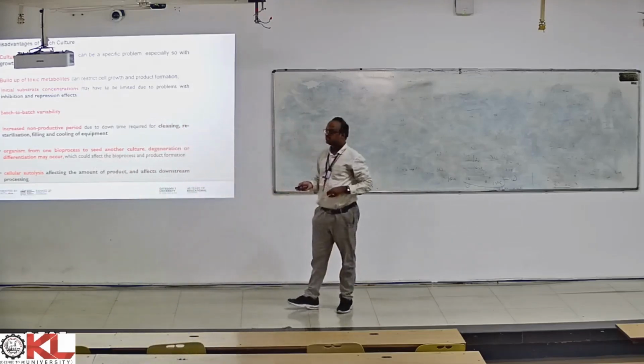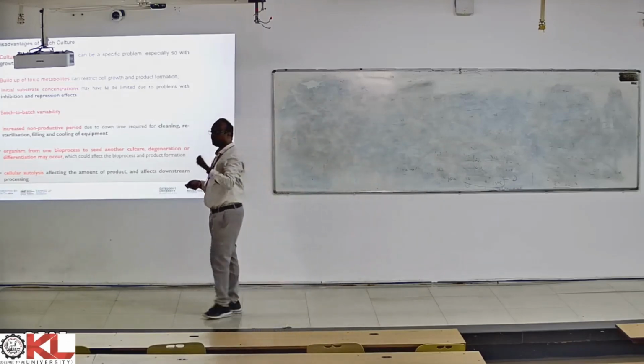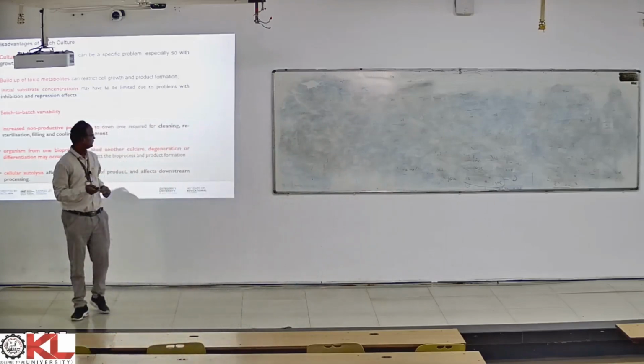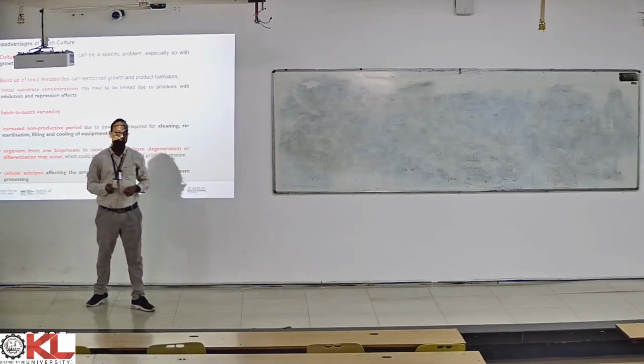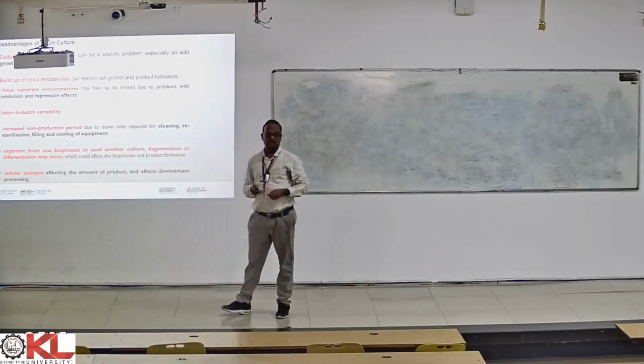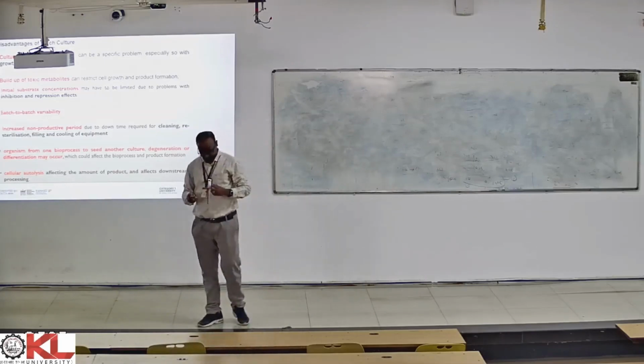As I said, another major drawback is cellular autolysis, which will make our downstream processing of the product harder over the course of time. So this is about the batch system and its major advantages and drawbacks. I'll wind up here. I'll continue with the fed batch system in the next session. Thank you.